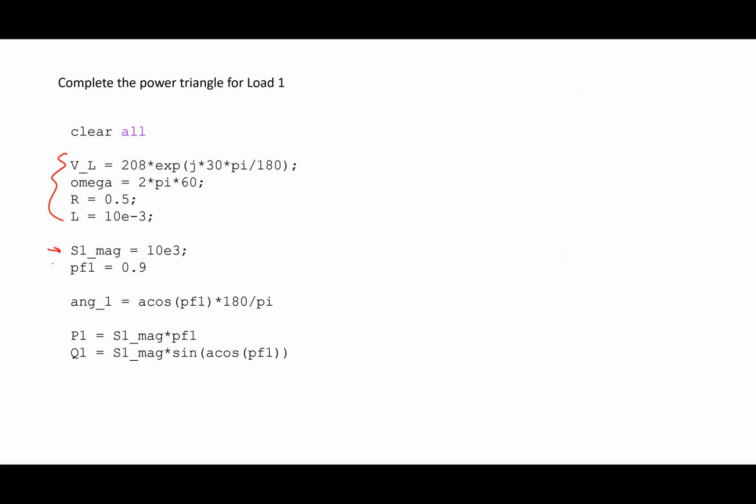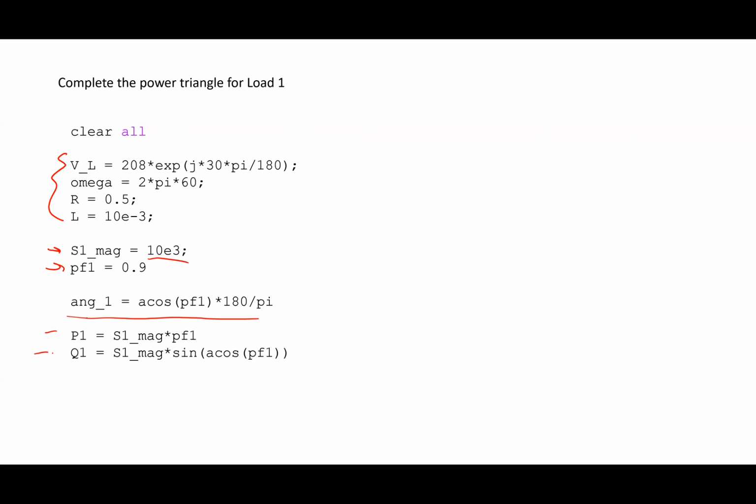S1 mag and PF1. I basically said the magnitude was 10 times 10 to the third. 10e3 is MATLAB's way of including exponential notation. And I said the power factor is 0.9. To get the angle, I said acos of power factor 1 times 180 over pi. There are a couple of ways we talked about you could do that. And then I did my P1 and my Q1 like I wrote there.